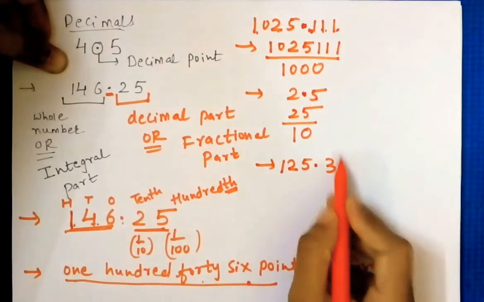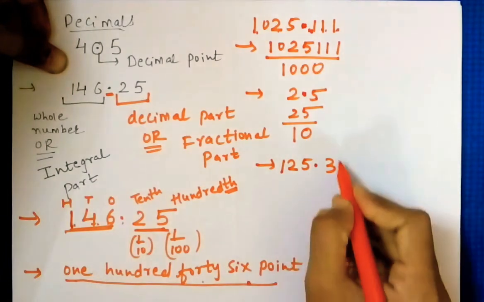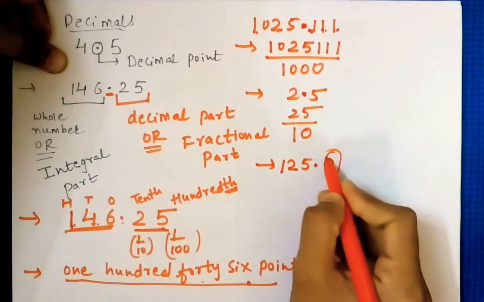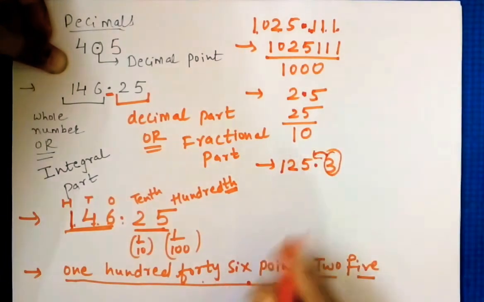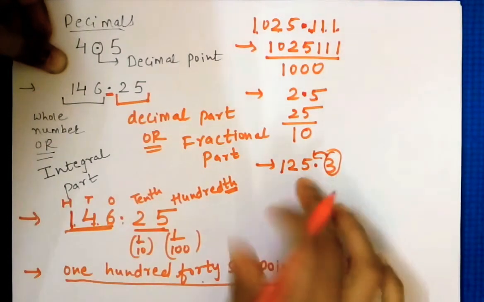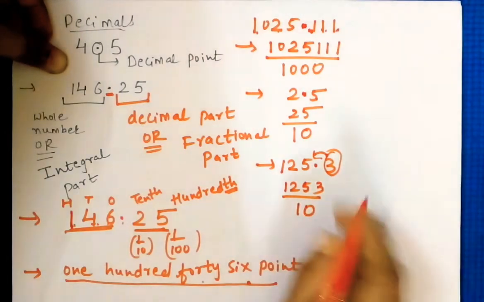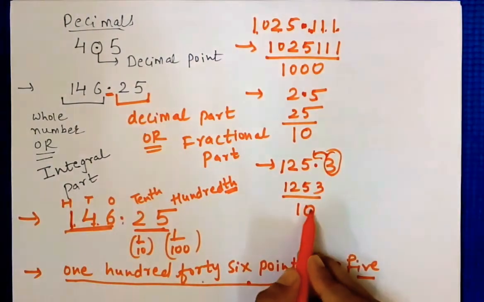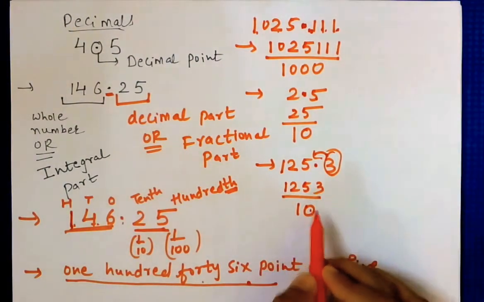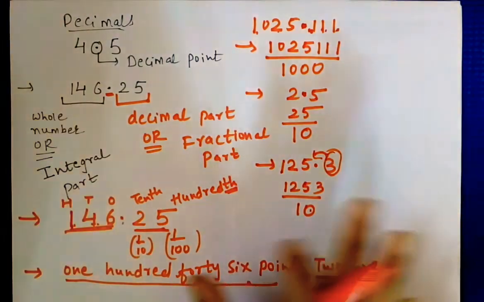You need to always start from the back side, from this side. Okay, you will start from this side. So the point is after 1 digit, so actually we have to write 10. So 1253 upon 10. When you remove the point, 10 will come because the point is after 1 digit. So this was the fraction part.